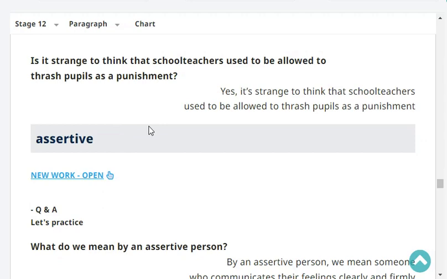Is it strange to think that school teachers used to be allowed to trash pupils as a punishment? Yes, it's strange to think that school teachers used to be allowed to trash pupils as a punishment.